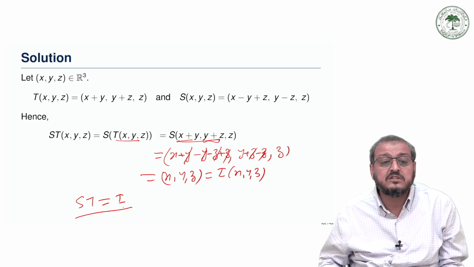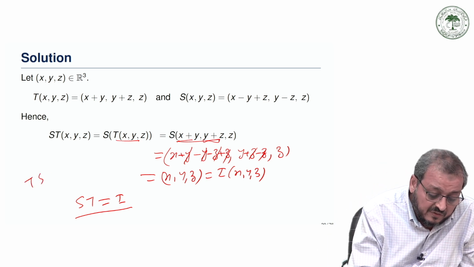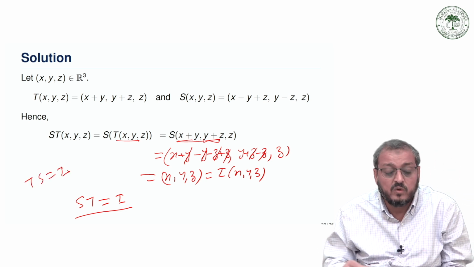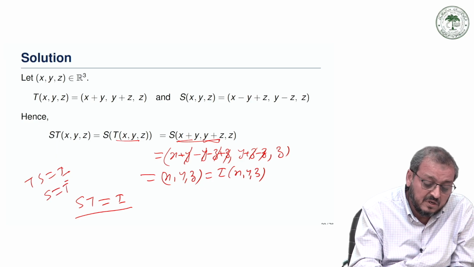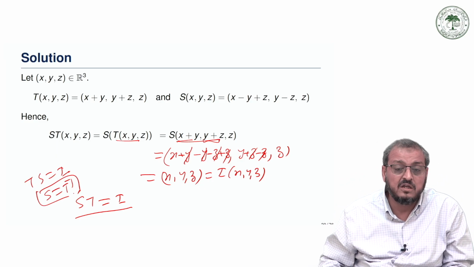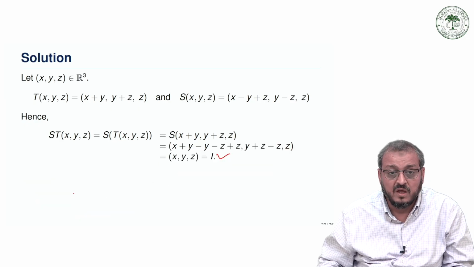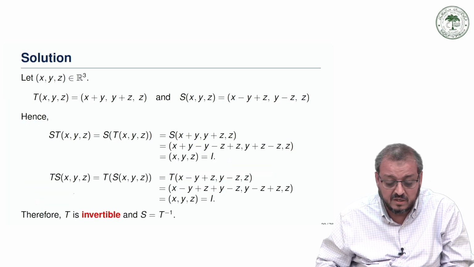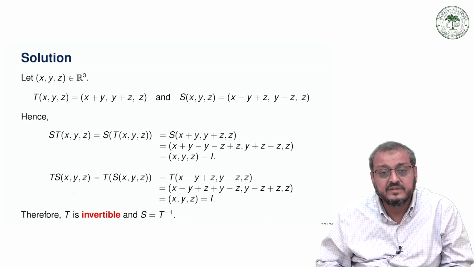So in both cases we have shown that TS is equal to identity and ST is equal to identity. Then S is nothing but equal to T inverse. So S is the inverse of T in this case also. Okay, so now this completes that T is invertible and S is equal to T inverse.